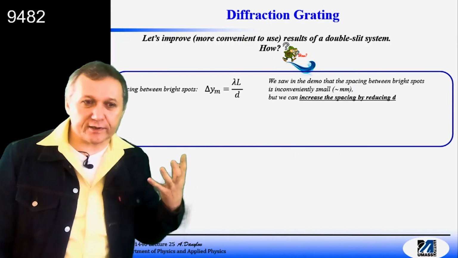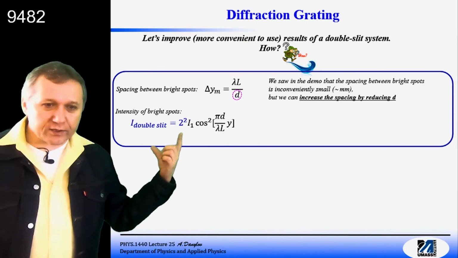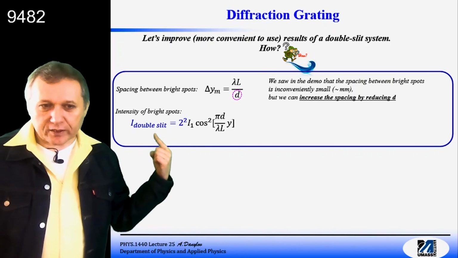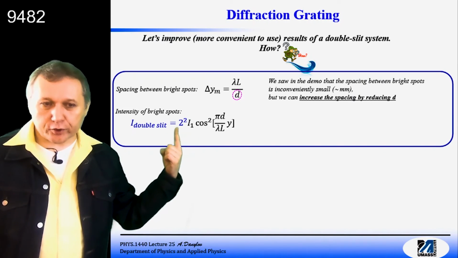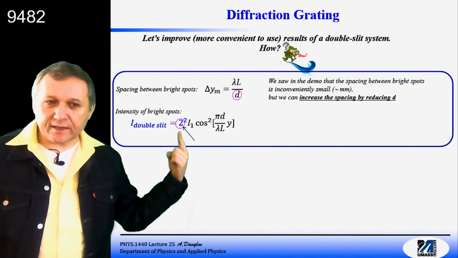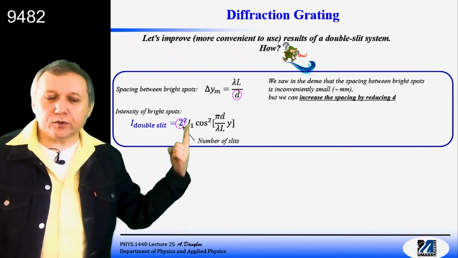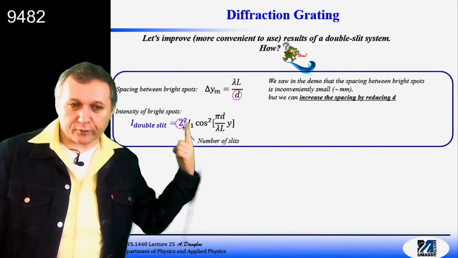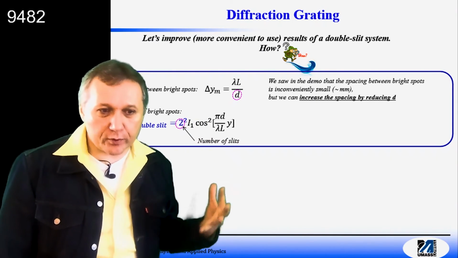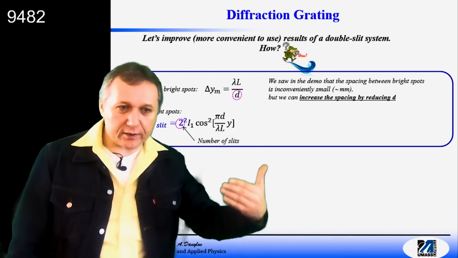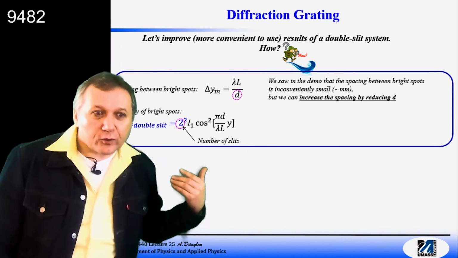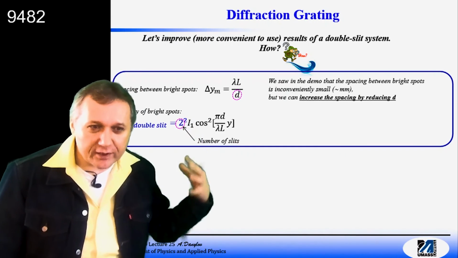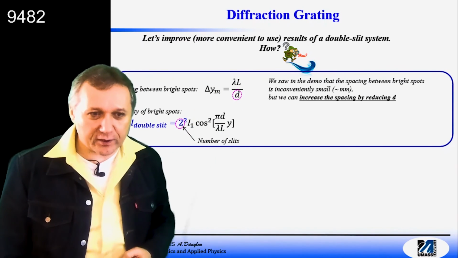Then how can we increase the intensity? We did not discuss this, but just trust me. The intensity of the bright spots is proportional to the number of slits to the power of 2. So if you have a double slit, 2 slits to the power of 2, the intensity of bright spots is quadrupled relative to the intensity of the incident light. But what if we, for example, create 10 slits? 10 to the power of 2, the intensity will be increased by a factor of 100.